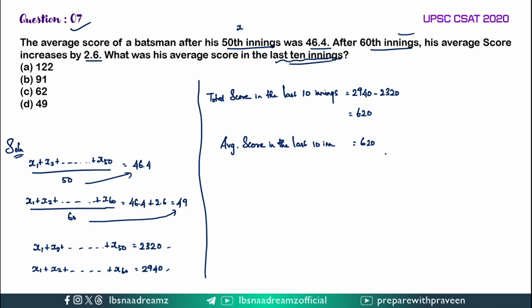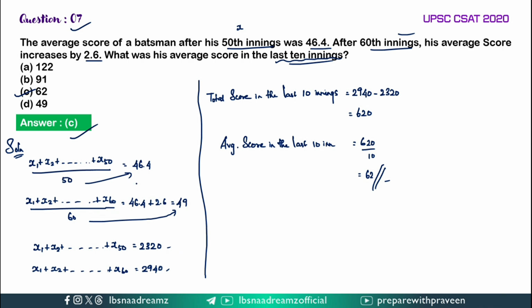Is equal to 620 by 10, which is equal to 62. So this is the average score in the last 10 innings, 62. Option C, 62. Yes, option C is the right answer.